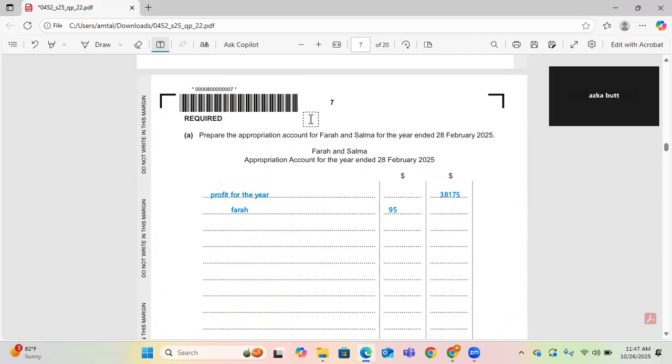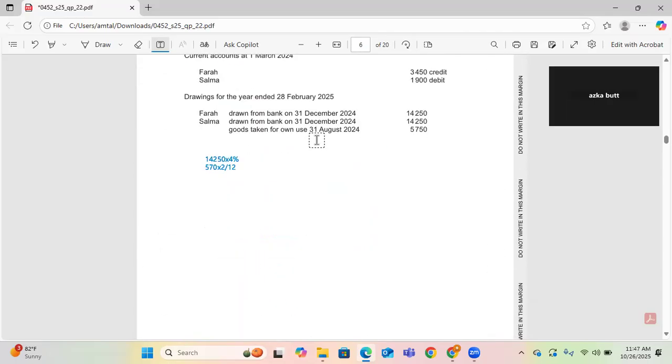And then let's see the next one. So Salma drew from the bank on the same date 14,250. So it means her drawing as well will be equal to 95, but she withdrew some goods as well, 5750, and she took the goods on 31st August. So if we count the months, it will be September, October, November, December, January, and February. So it is equal to 6 months.